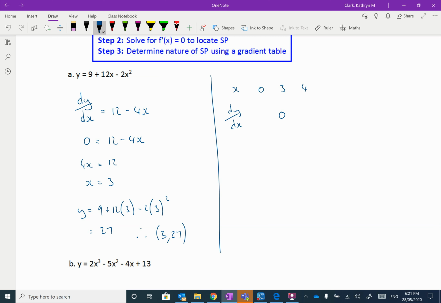So now what I want to do is check what the gradient's doing at x equals 0. So I'm going to take 0 and stick it into my derivative function. So I'm going to have 12 take 4 lots of 0, which is going to be 12. So that's a positive value. I don't actually care what the value is itself. I just want to know whether it's positive or negative. So when I chuck 4 into my derivative function, I get 12 take 16, which is going to be a negative value. So that means the shape of this function goes positive gradient, 0 gradient, negative gradient. And that means that I have a local maximum.